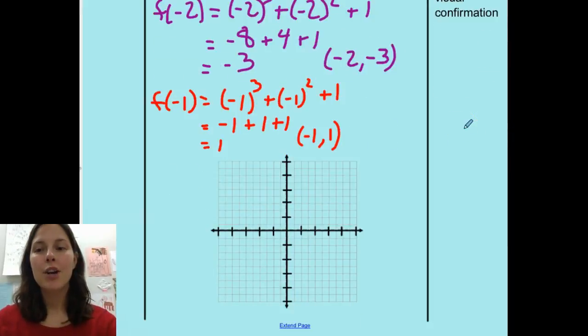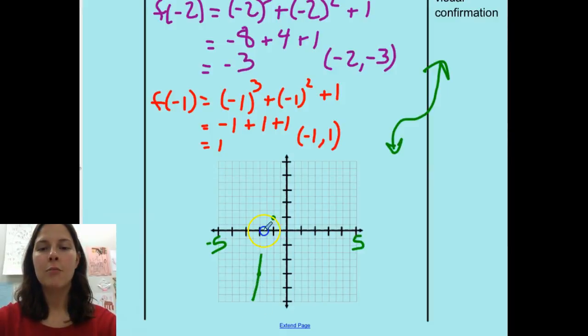The second step, it says graph for visual confirmation. Notice that the y value went from a negative to a positive, so it must have crossed the x-axis somewhere between. I'm going to scale each of these by 1. So I'm going to call this graph -5 by 5, plotting that -2, -3 value, and our value of -1, 1. Because this graph is continuous, we know it's a cubic function. Leading coefficient is positive, so we know it rises. Might have a bump in the middle.